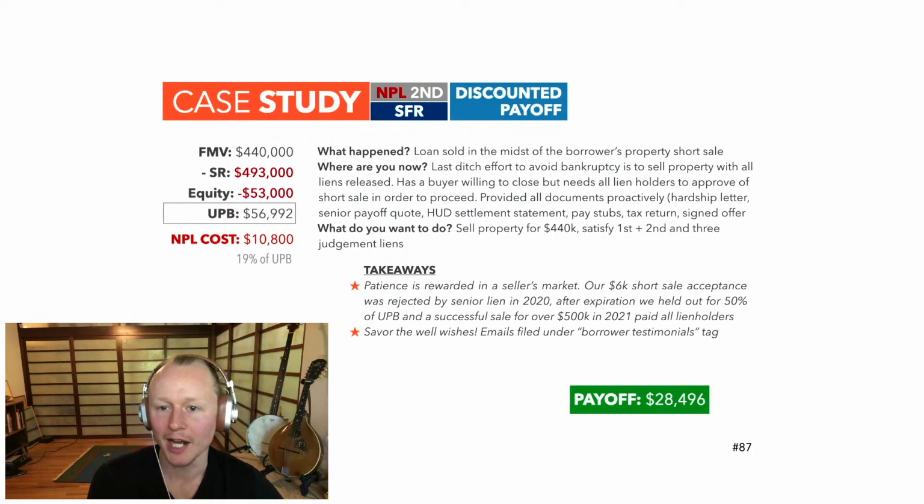Then the borrower came back to us and they're like, hey, we need another short sale agreement here. And at that point, we were like, we need 50 cents on the dollar. We need 50% of the principal balance on this deal. And it turned out they were able to increase the sale amount because the market had improved. And they sold for over $500,000, paid off all the lien holders, including our second position mortgage, for $28,496, or half of the balance owed.